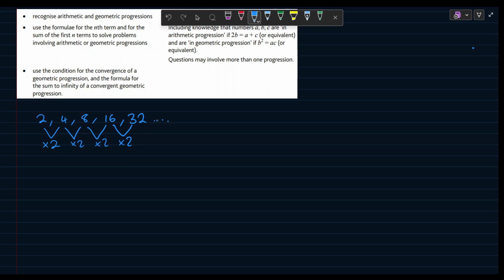You were adding or subtracting a specific value to get to the next term. But in this case, we've got a common ratio. We are multiplying by a certain number to get to the next term. All right, so the common ratio is denoted by the letter r. And similar to arithmetic progressions, you see the letter a being used to represent the first term. Okay, so in this case our first term is 2 and our common ratio is also 2.